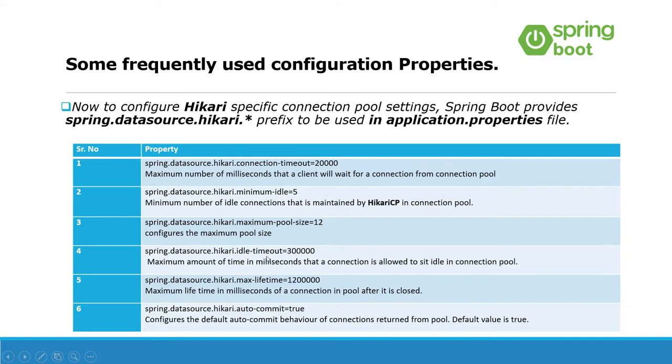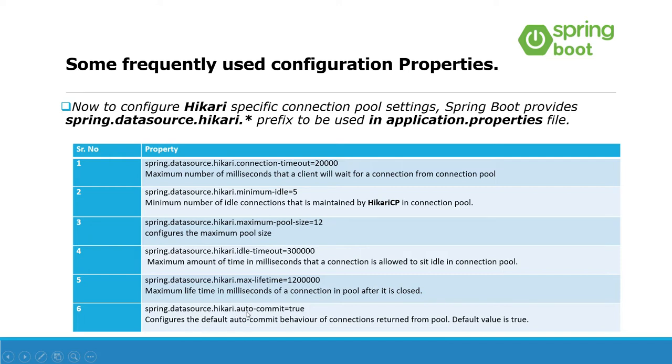Now next, idle timeout. What does this mean? I have set it as 300,000, which means 300 seconds. It is the maximum amount of time in milliseconds that a connection is allowed to sit idle in the connection pool. Pretty simple, right? So for 300 seconds your connection can sit idle. Now max lifetime, that's pretty much clear if you look at the explanation.